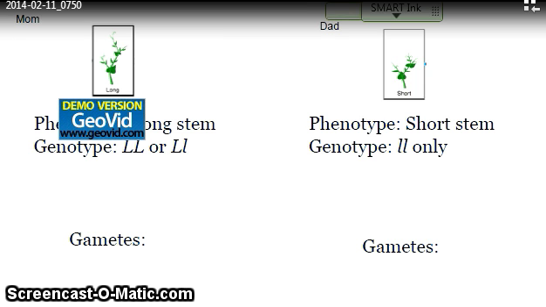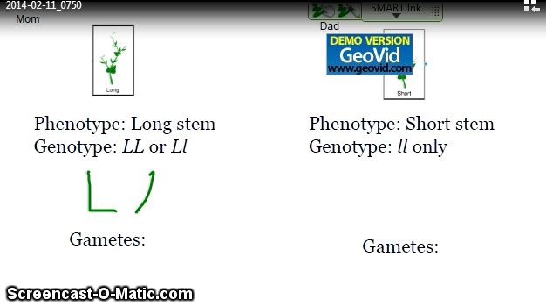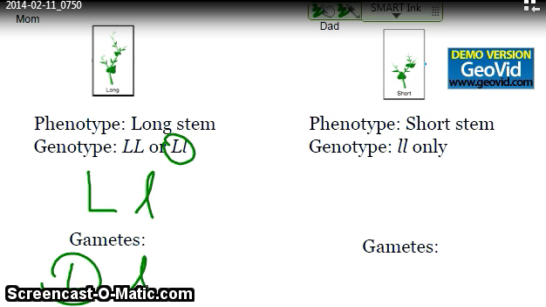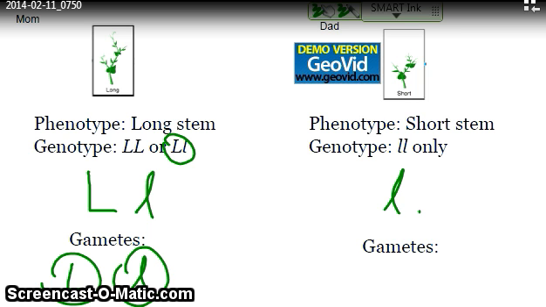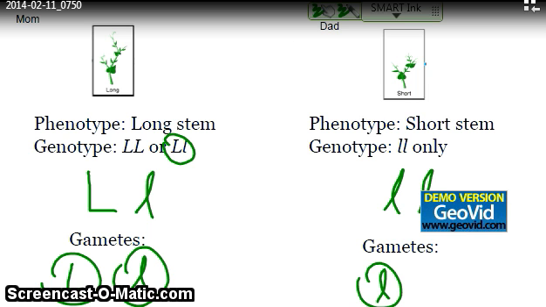So we're going to see what these gametes produce. Again, if the parent is big L, little l, then the two gametes we can produce are big L and little l. And if the parent is little l, little l, then the only gametes we can produce are little l.